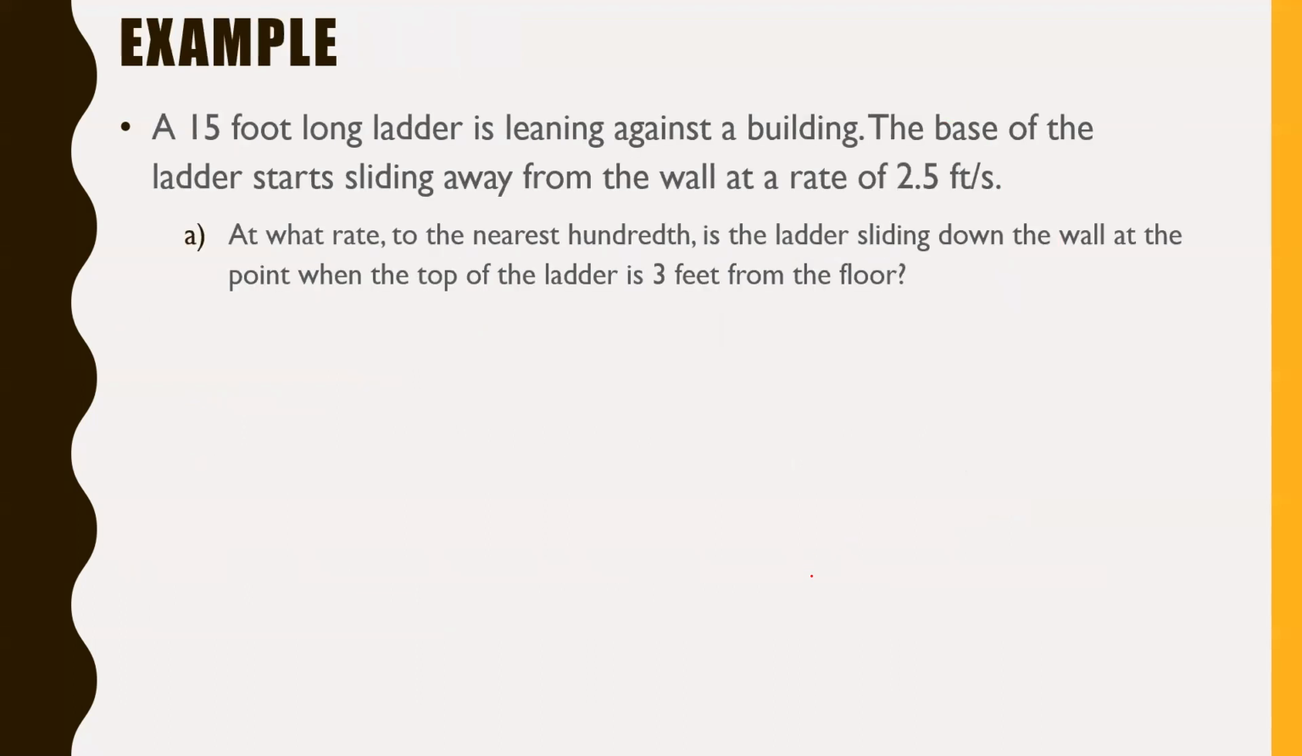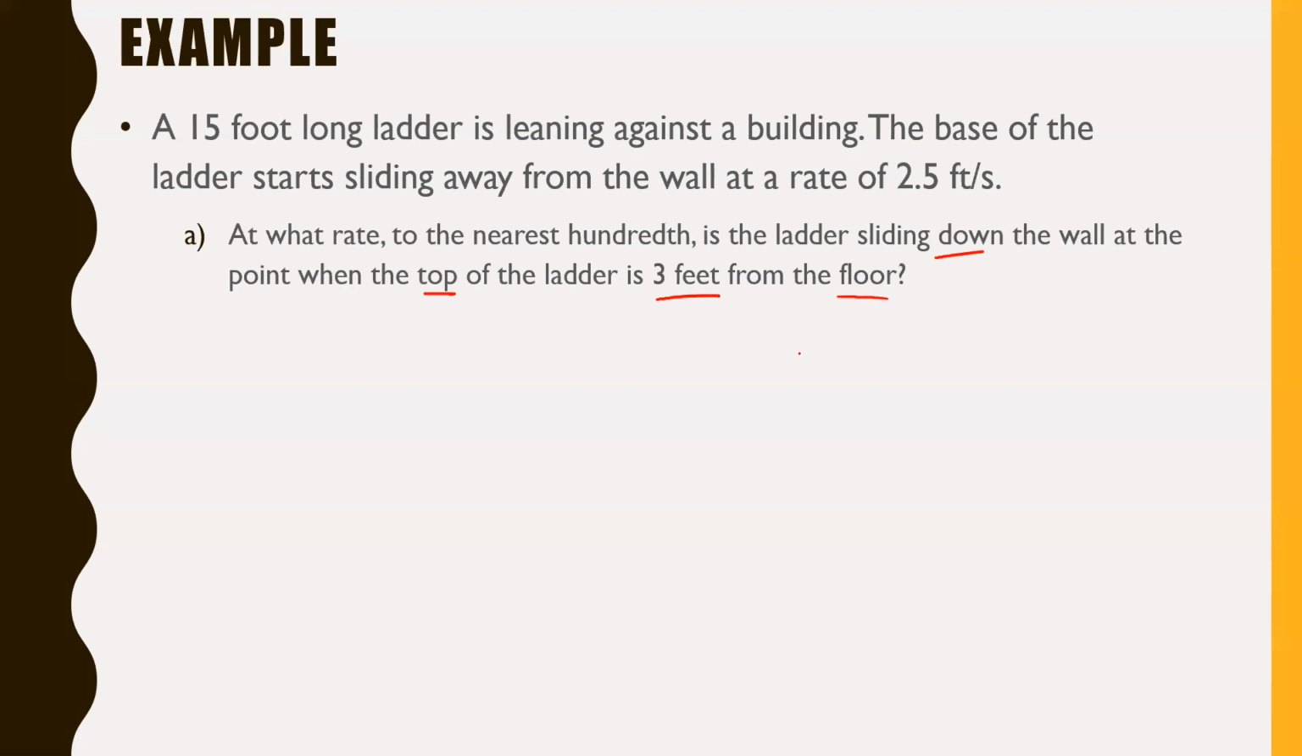So this is a classic kind of question. It's a ladder leaning up against a building. We've got a 15-foot long ladder leaning against a building, and the base of the ladder starts sliding away from the wall at a rate of 2.5 feet per second. Now, at what rate to the nearest hundredth is the ladder sliding down the wall at the point when the top of the ladder is 3 feet from the floor?